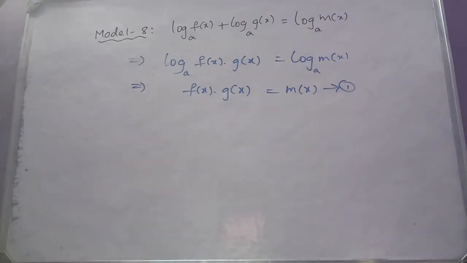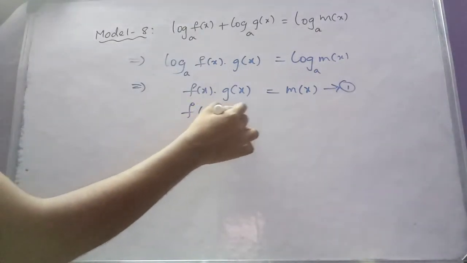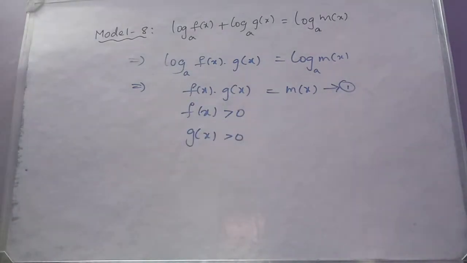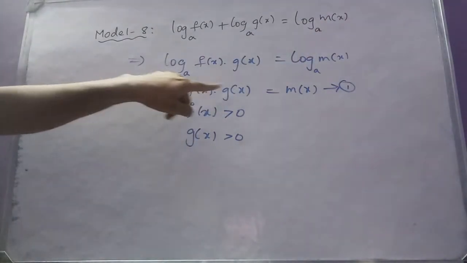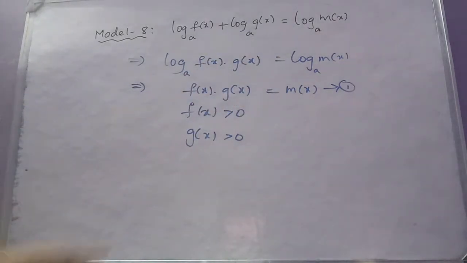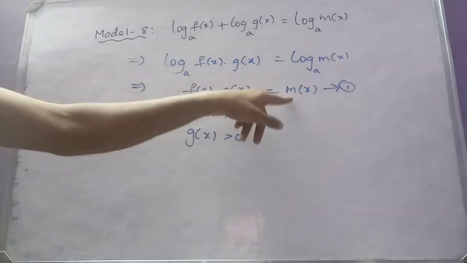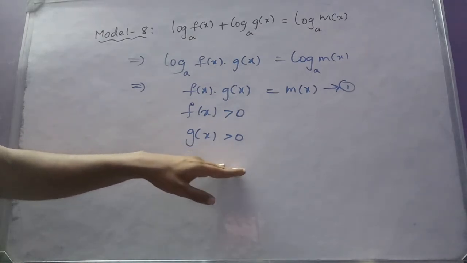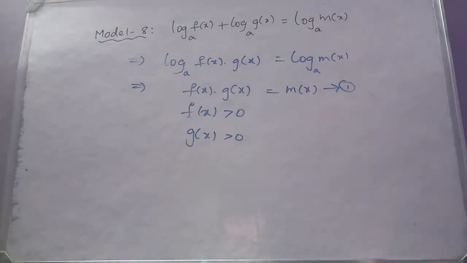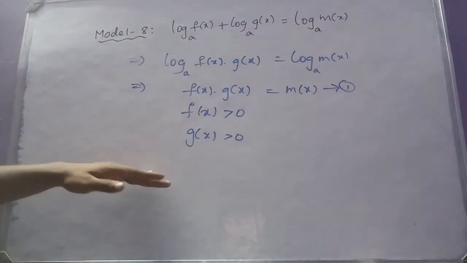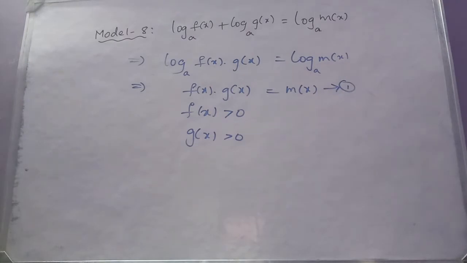And at the same time, you make sure that f of x is positive, that means greater than 0, and g of x is also positive. There is no need of taking m of x greater than 0. Why? If f of x is positive and g of x is positive, then positive into positive is always positive. If you make sure that f of x and g of x are positive, then m of x is automatically positive. There is no need of mentioning m of x greater than 0, but if you want, you can take it. So this equation and these two inequations must be solved to get the solution of this form. So let us take an example.